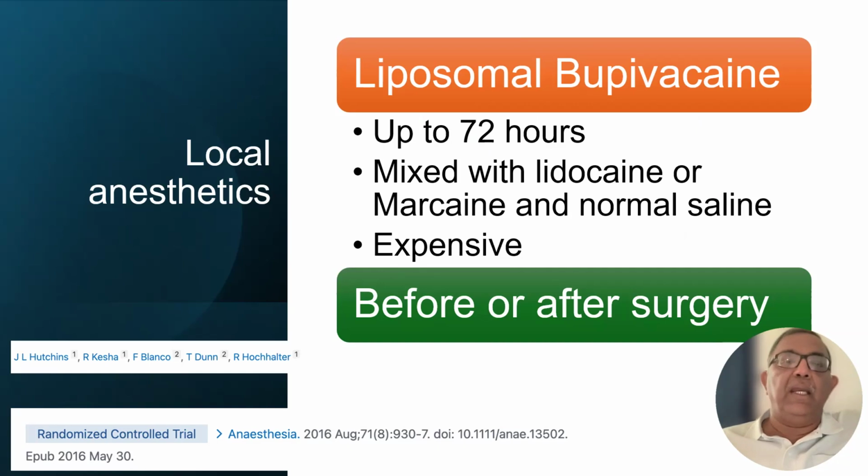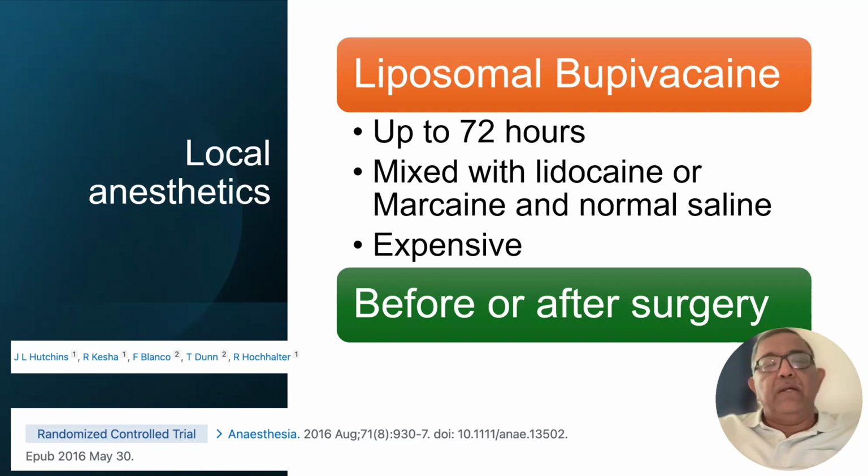There is data indicating that liposomal bupivacaine, which is not easily available and is also quite expensive, is extremely important if it is available, because it provides pain control for up to 72 hours, which is the post-operative pain period.